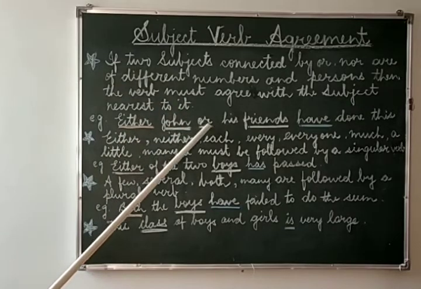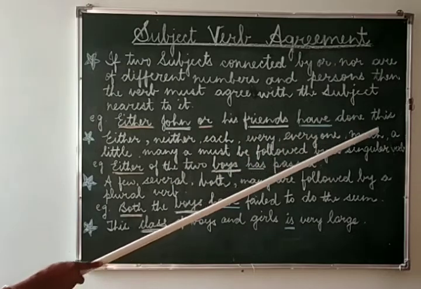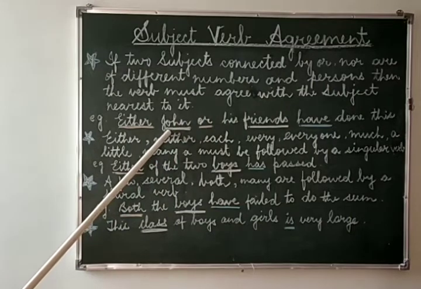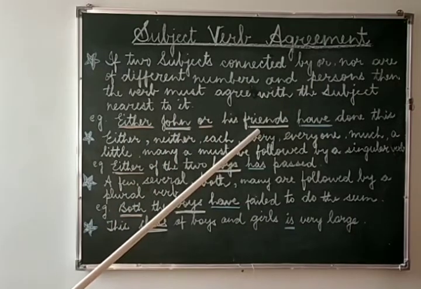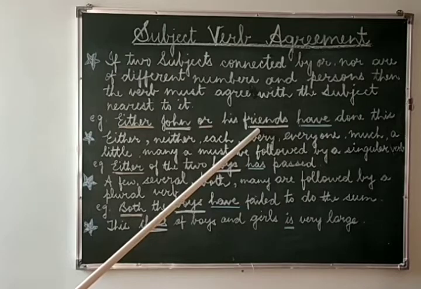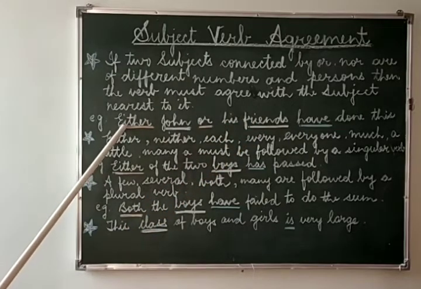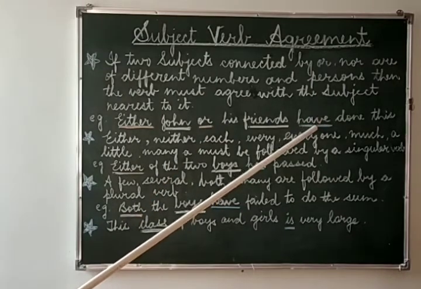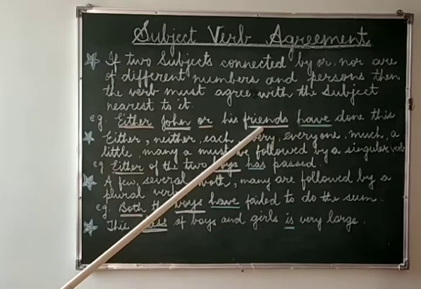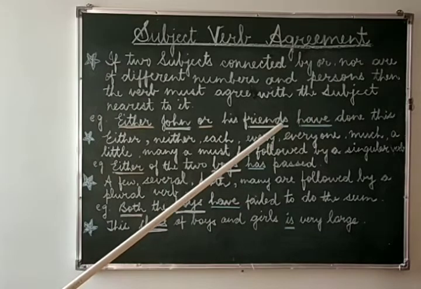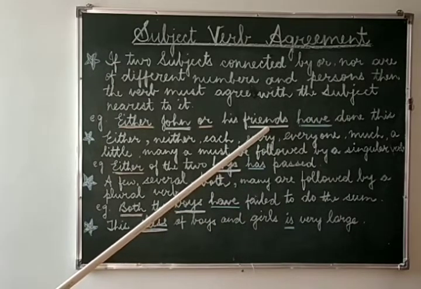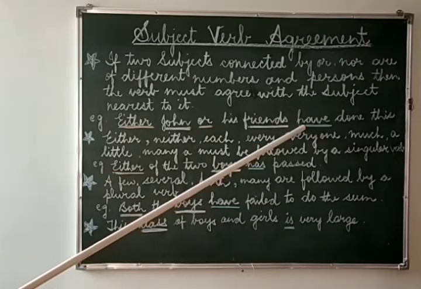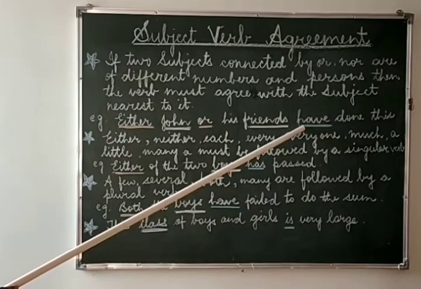Either John or his friends have done this. Here we see that the subject John is in singular and friends is in plural, and they are joined by the conjunction either or. Therefore, the verb must match with the subject which is nearest to it. Here we see the nearest subject is friends, which is in plural form. Therefore, the verb also must be plural and have is a plural verb.